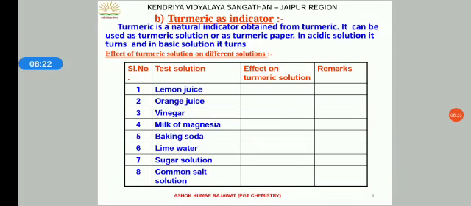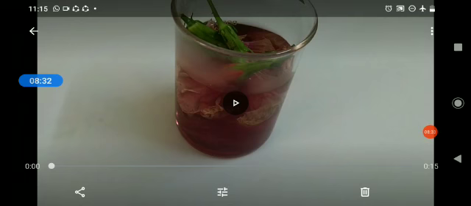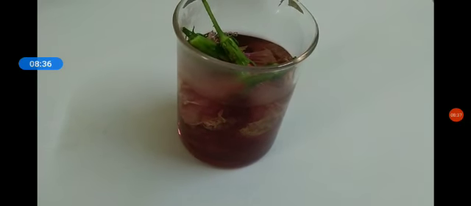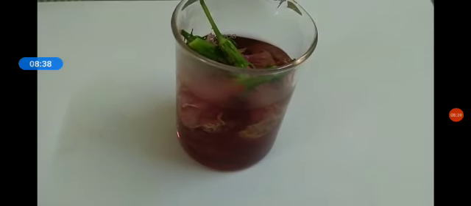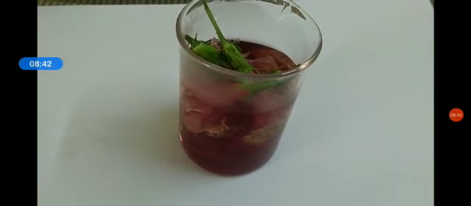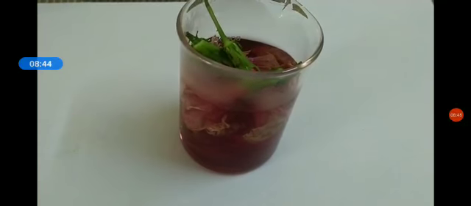Now, students, you will ask how we can get China rose extract. We can make China rose extract as follows. Dear students, this is how we can make China rose extract, for which we have to put the flowers in hot water. This extract can be used to identify acid and base.